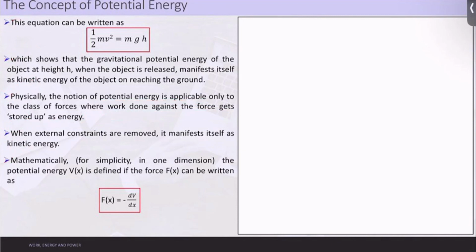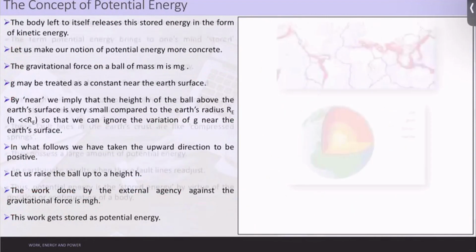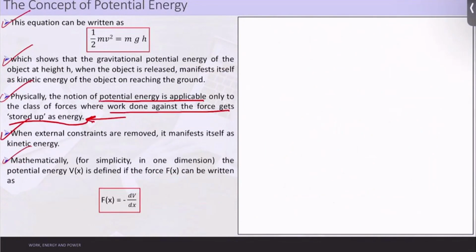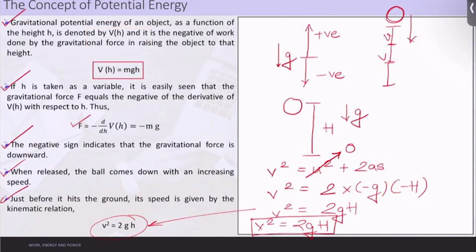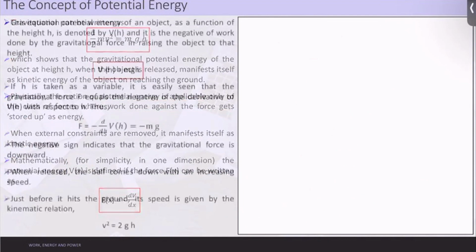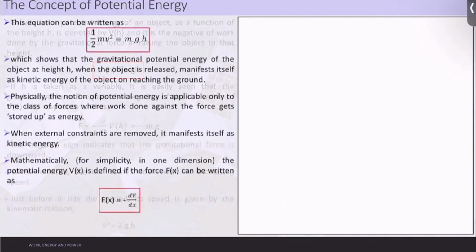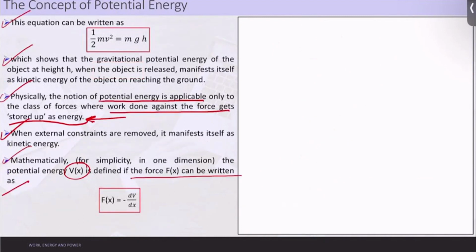If you remember correctly, we started this complete discussion by understanding this concept in one dimension. So mathematically, for simplicity in one dimension, the potential energy V of x is defined if the force F of x can be written as this. As in the previous case, F was calculated as equal to minus dV by dh. In a similar way, in terms of x, they have substituted x for h. So I can write that the variable force is equal to minus dV by dx.